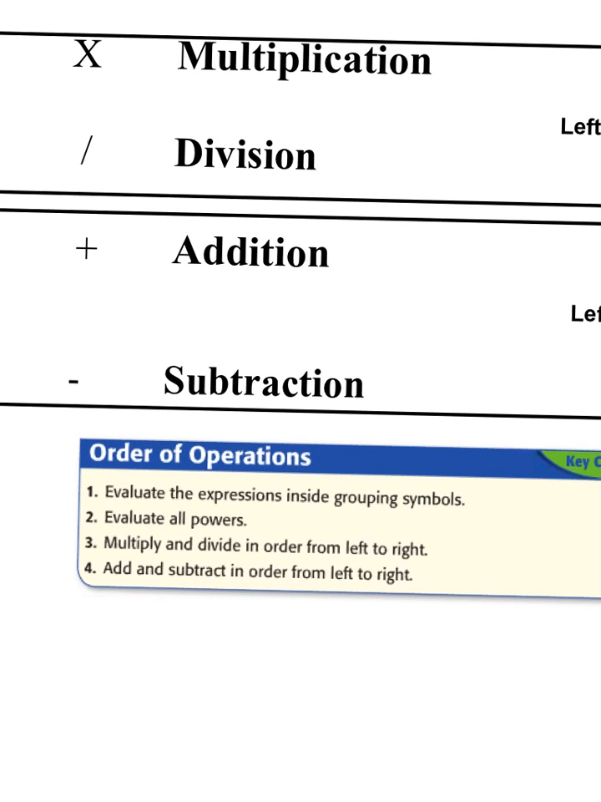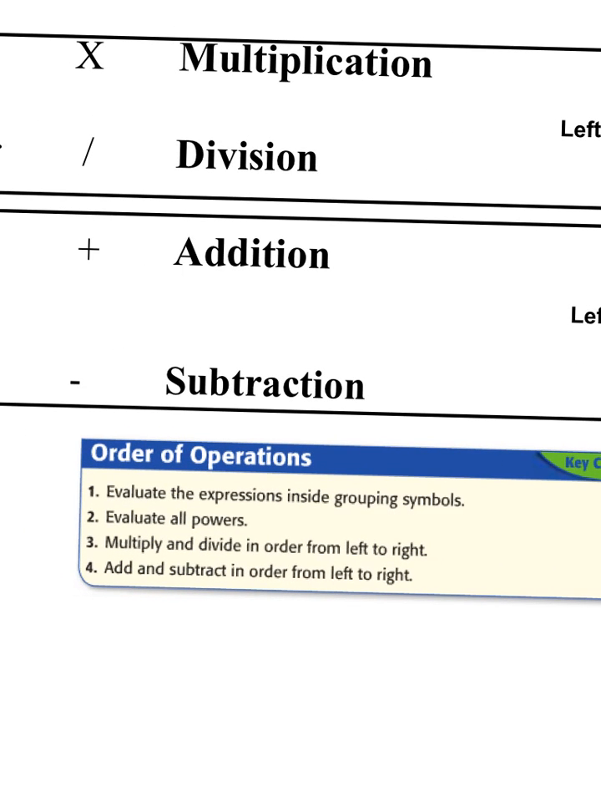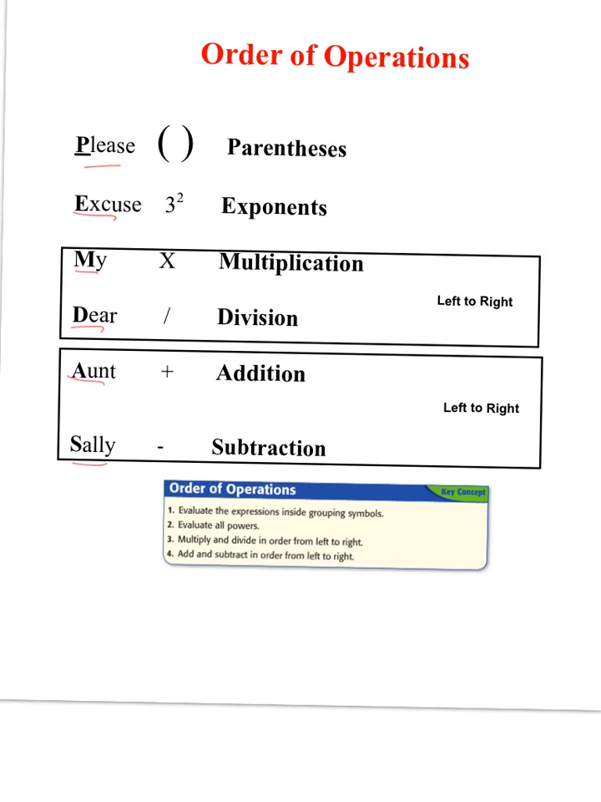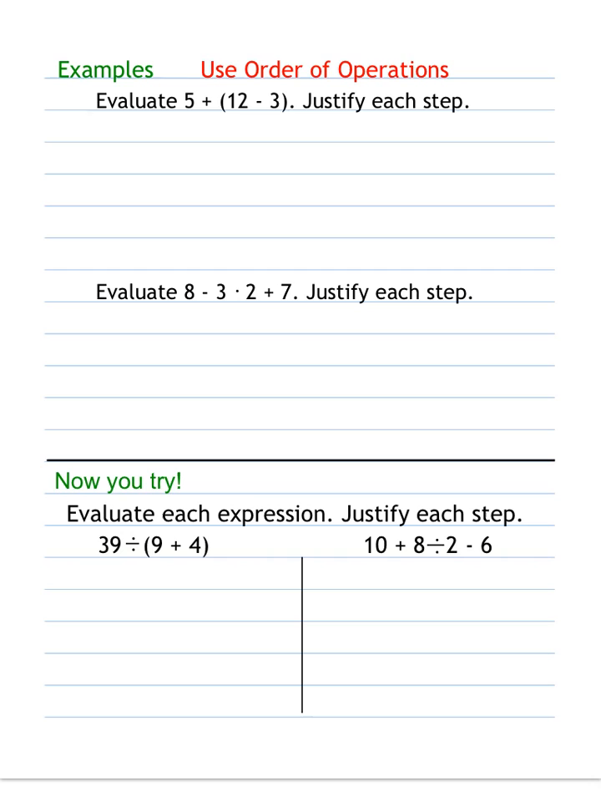There's also a little box here. Order of operations. First, evaluate the expressions inside grouping symbols. Next, it says evaluate all powers. 3, multiply and divide in order from left to right, and 4, add or subtract in order from left to right. So like I said, one of those 3 I would make sure to copy down in my notes, whichever one is going to be easiest for me to remember. So let's take a look at what exactly that means.